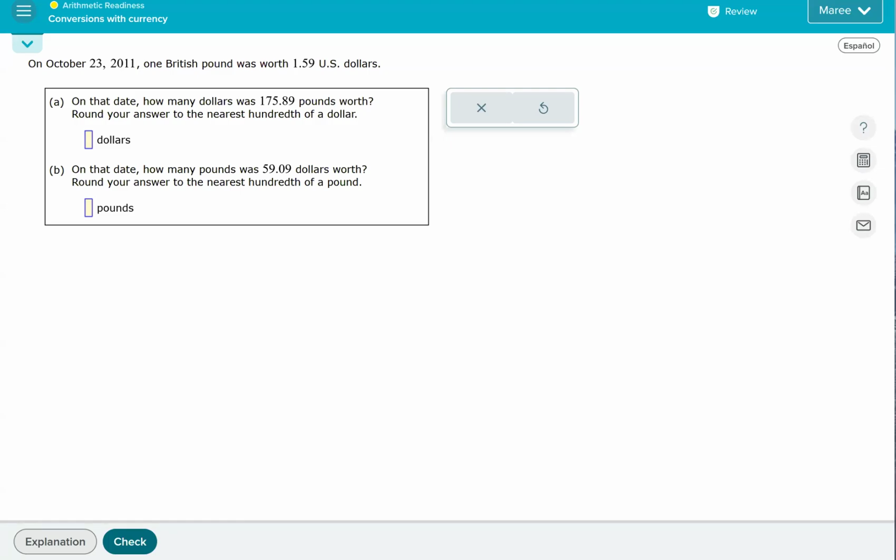This topic is called conversions with currency. Normally, they're going to give you one conversion, and then you're going to have to convert a second amount.